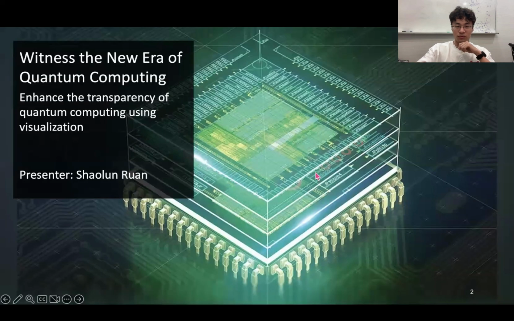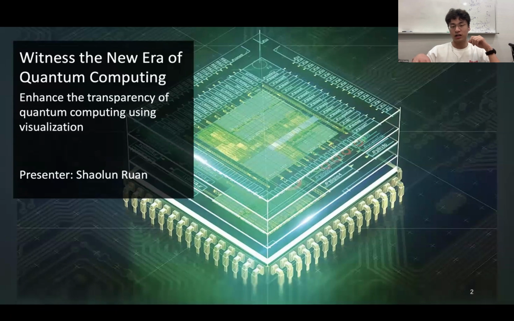So this is the title of today's presentation, which is Witness the New Era of Quantum Computing. In this talk, I want to introduce something about my own work and my own understanding of this new direction, which is visualization for quantum computing.